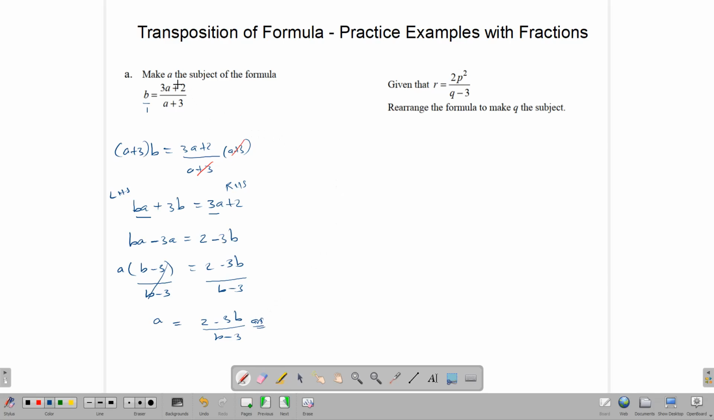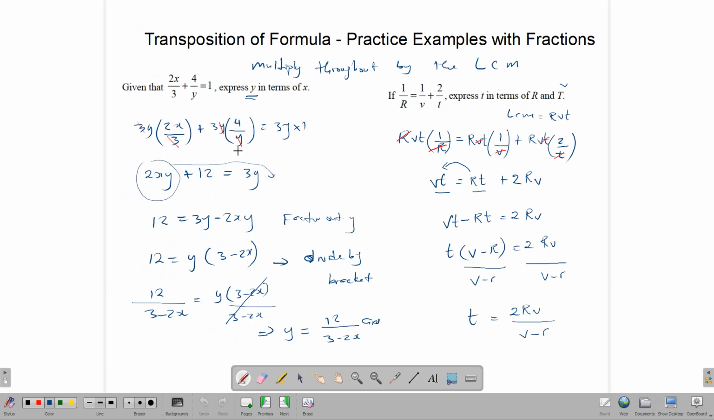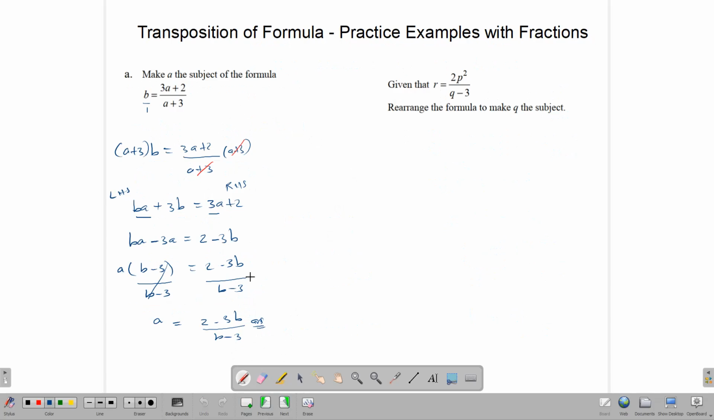So look at the word sometimes. Previously it says express. Here it said express y. Now it says make a, and then it says rearrange the formula to make q. So the language of the question will change, but you will get the idea of what it's asking you to do. Q is what we want to be the subject. Q here is in our denominator.